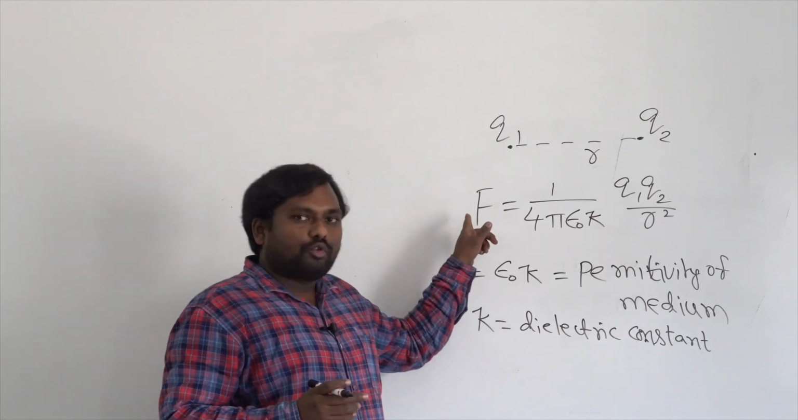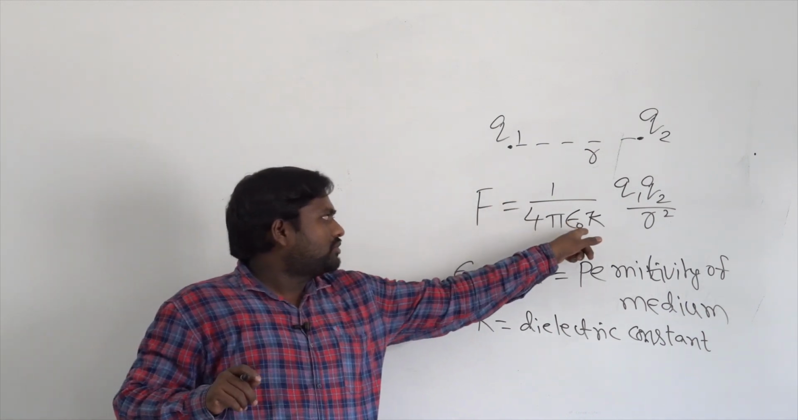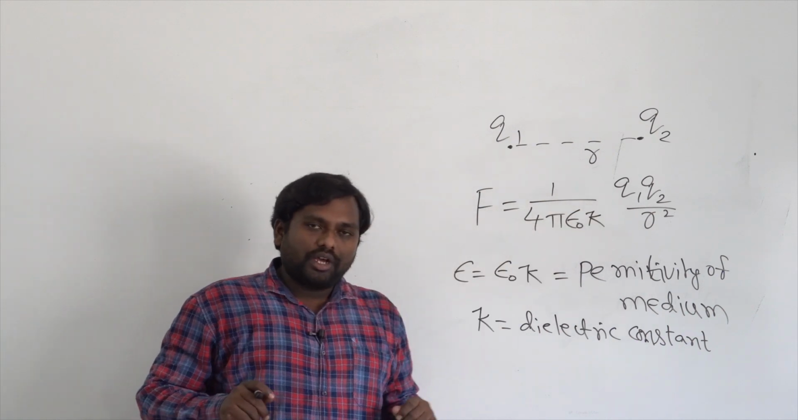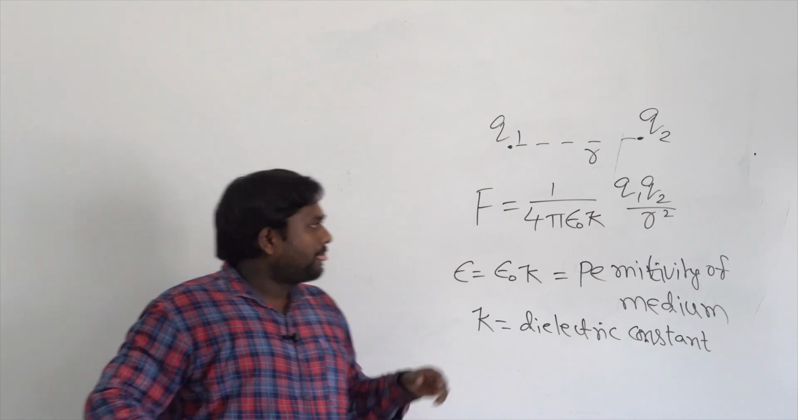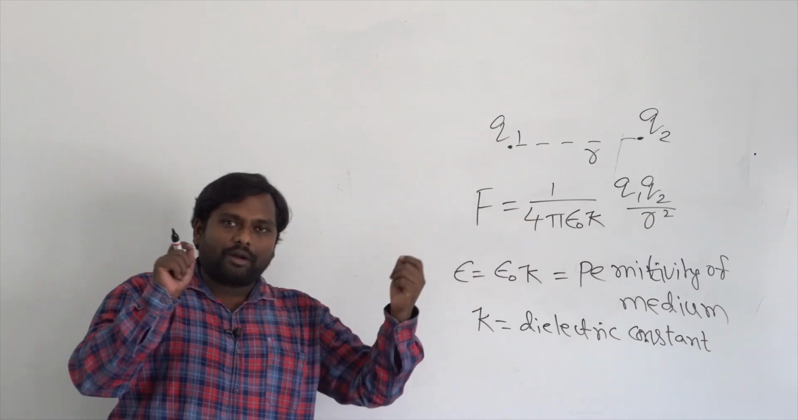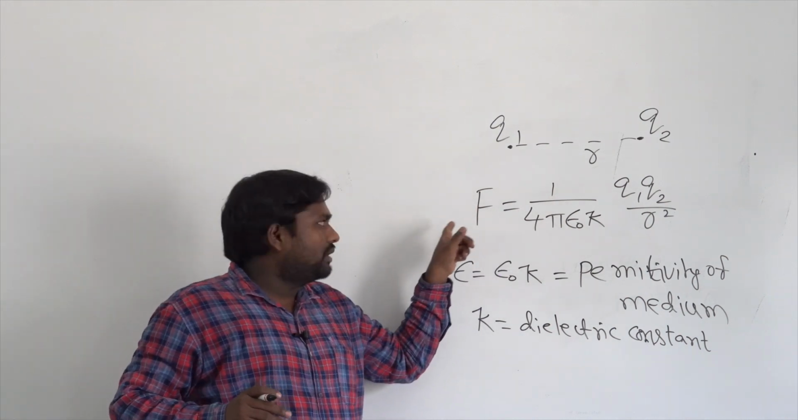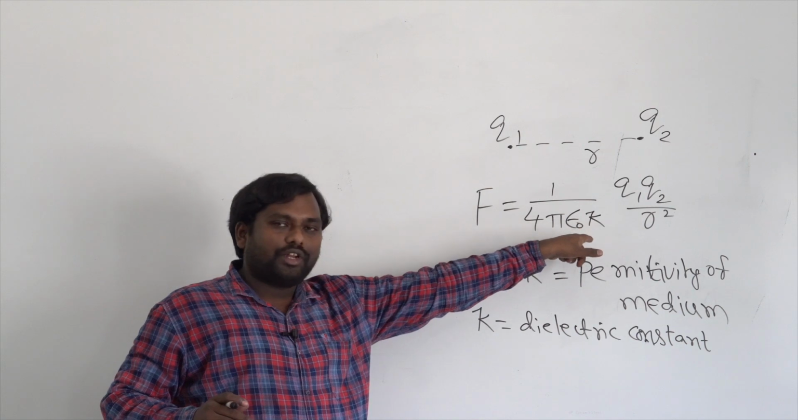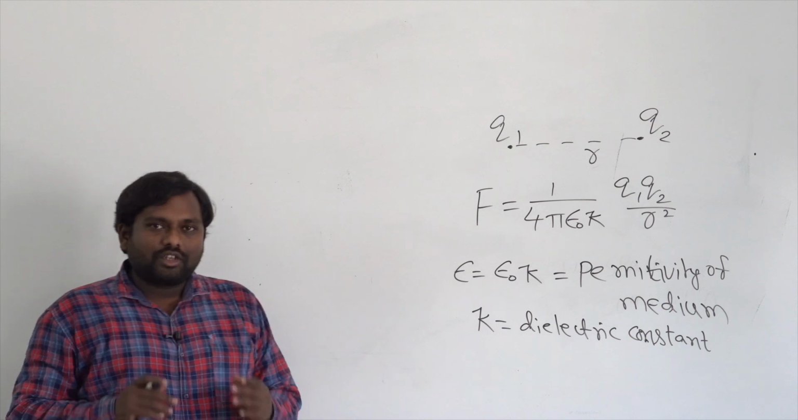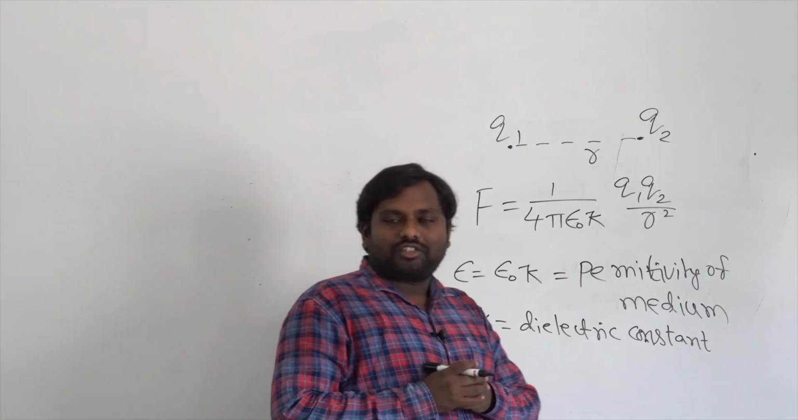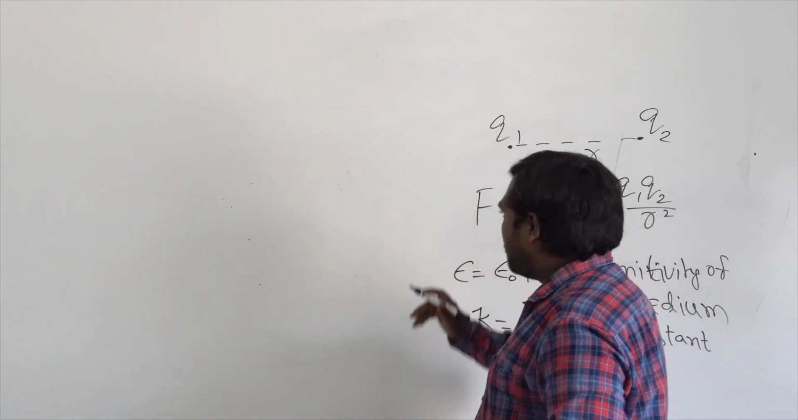Then the formula for force between two point charges at rest in vacuum is 1 by 4 pi epsilon naught Q1 Q2 by R square. If you take a conductor, for a conductor the dielectric constant is infinity. So if you take 2 point charges separated by distance R in a conductor, then the force between those two charges will be 1 by 4 pi epsilon naught infinity Q1 Q2 by R square, that is 0. That means if you take 2 point charges separated by some distance in a conductor, then there is no force of interaction on each particle.